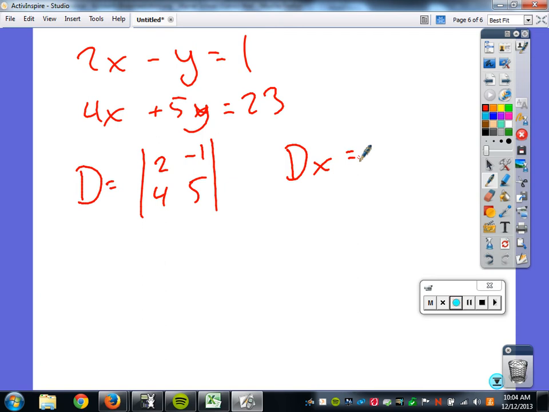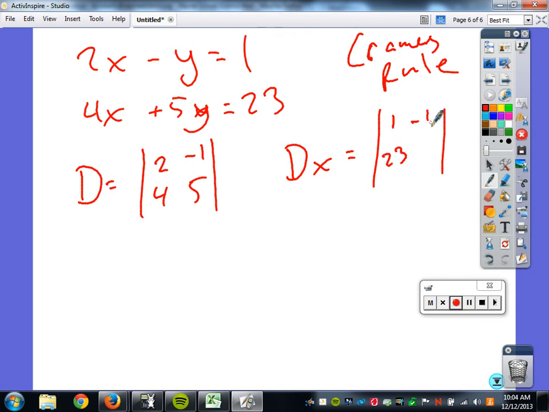Okay, dx, now this is Cramer's Rule, right here. Cramer's Rule tells you to do this. With it being dx, guess what I'm going to do? I'm going to put my answers in for the x column. So notice this is 1, 2, 3, and I still keep my y.